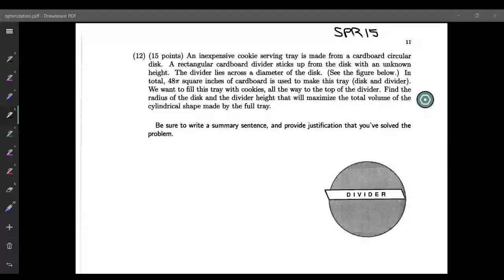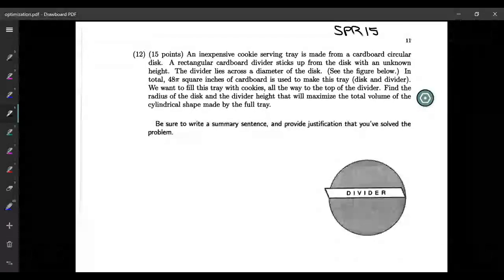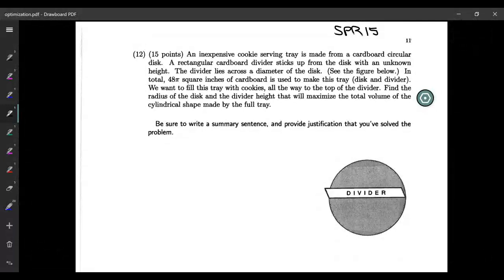All right, one more example. We've got a cookie serving tray. We're going to have a circular disc and then a rectangular cardboard divider in the middle. Total 48 square inches of cardboard. Again, this is a numeric value that you're given, so this is going to be your constraint.